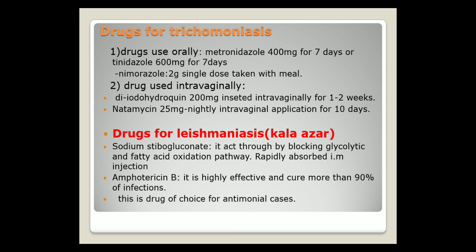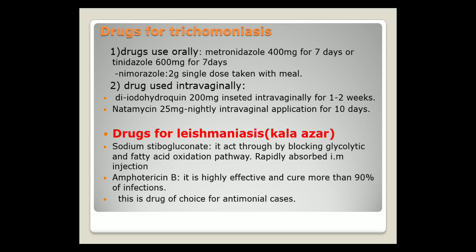The drugs for trichomoniasis. There are two types of therapy. Drugs used orally, for example metronidazole 400 mg for 7 days or tinidazole 600 mg for 7 days. Second, nimorazole 2 gram single dose taken with a meal. Drugs used intravaginally: diiodohydroxyquin 200 mg intravaginally for 1 to 2 weeks, and natamycin 25 mg nightly intravaginal application for 10 days.